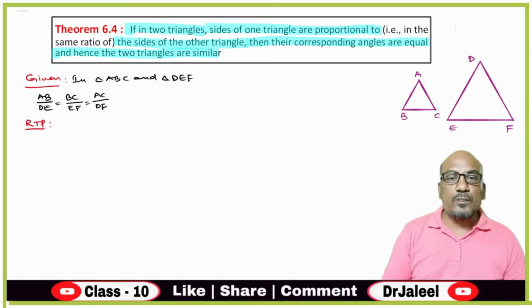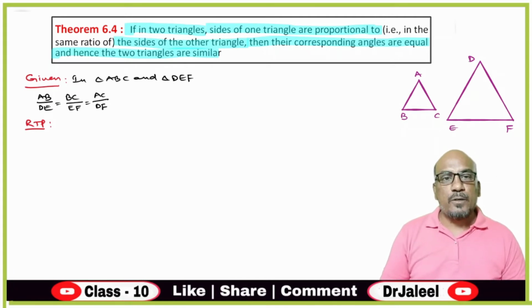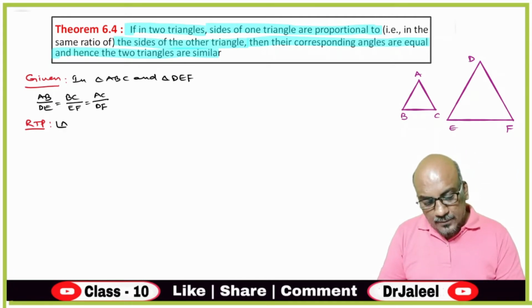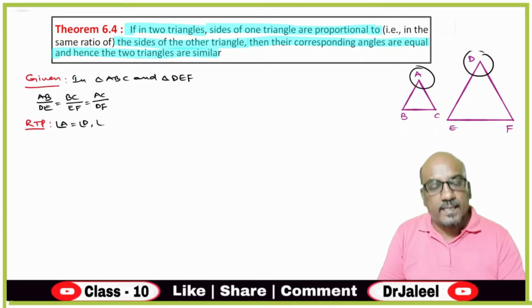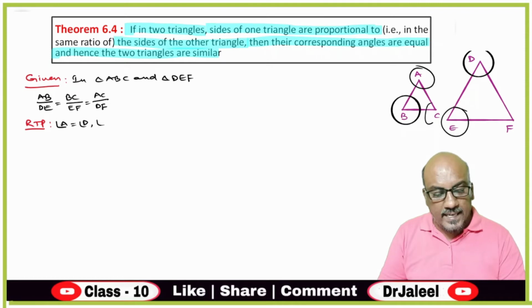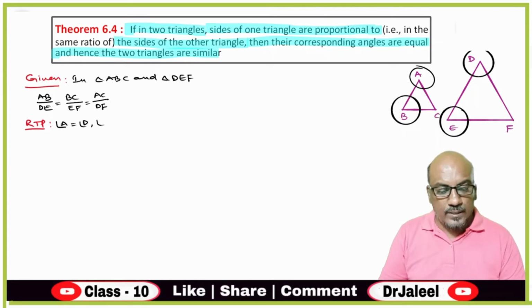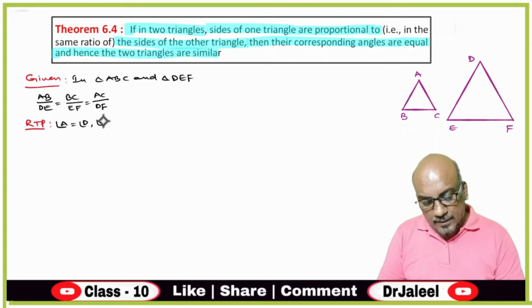But to prove that, you need to prove corresponding angles are equal. That means you need to prove angle A equal angle D, angle B equal angle E and angle C equal angle F. You need to prove this. So here I am writing angle A equal to angle D, angle B equal to angle E and angle C is equal to angle F. Thereby you can prove that triangle ABC is similar to triangle DEF.